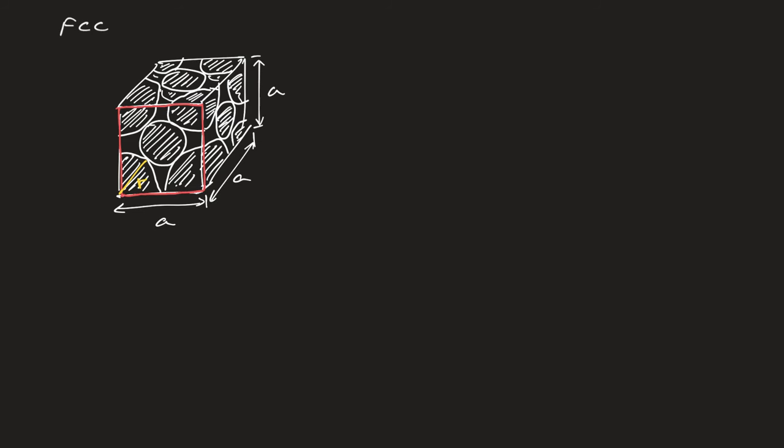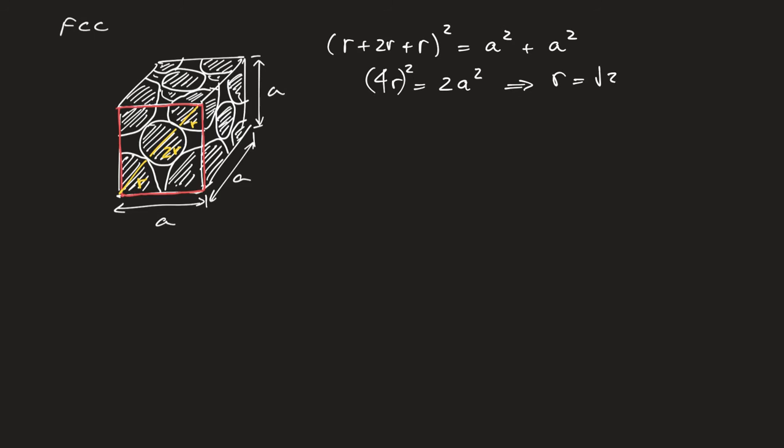We have R here, here we have 2R, and plus R again, right? And then we can just use the Pythagoras relation for the triangle here, which is R plus 2R plus R squared is equal to A squared plus A squared. Then we basically have 4R squared equals 2A squared.